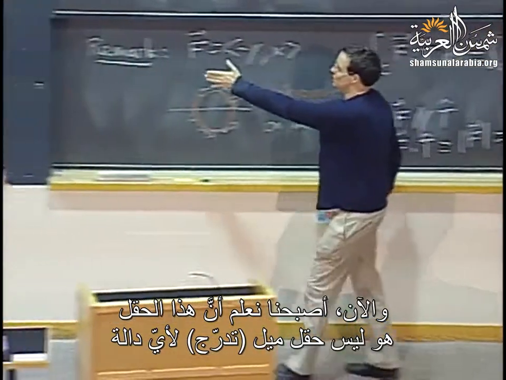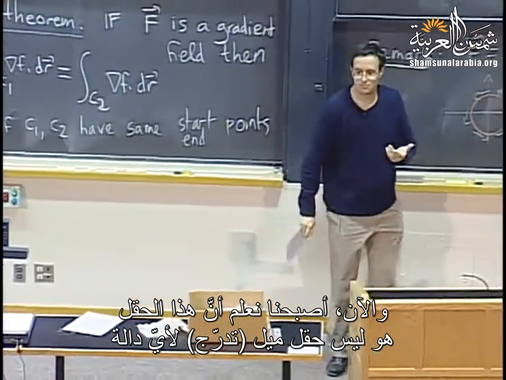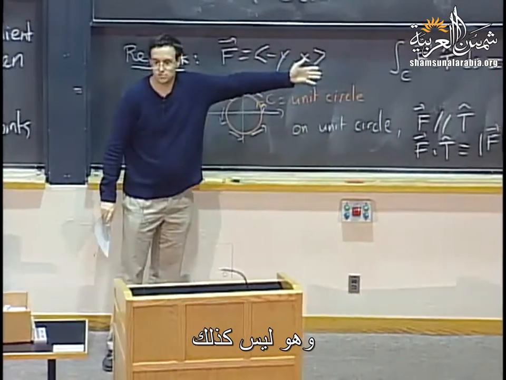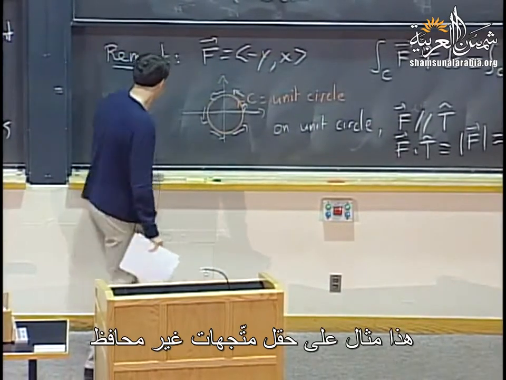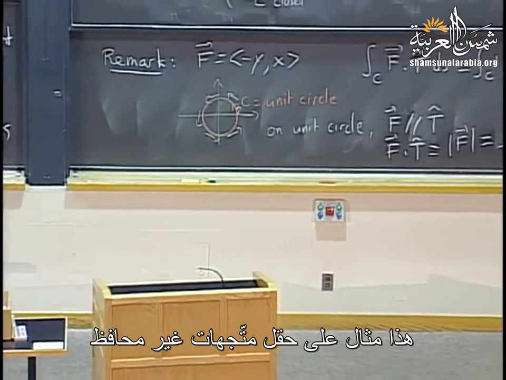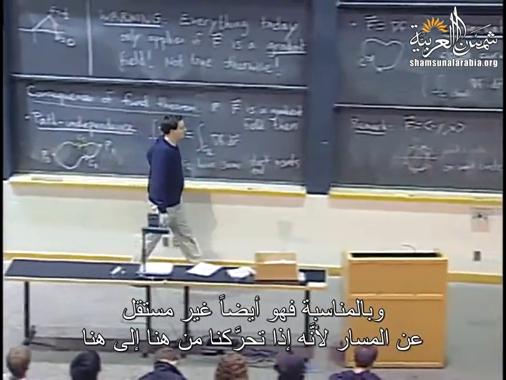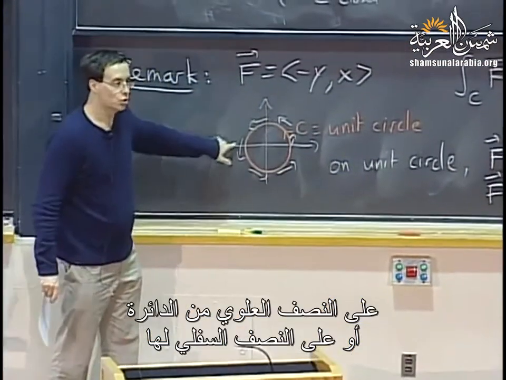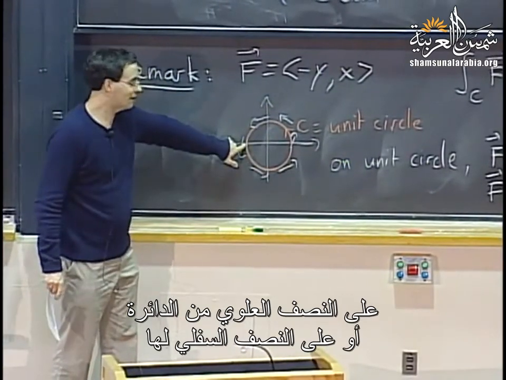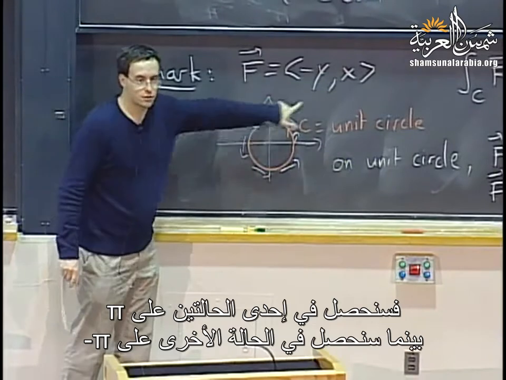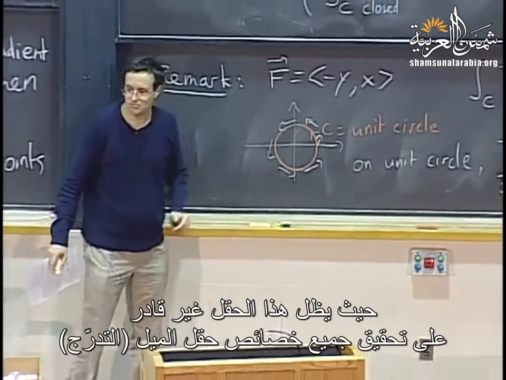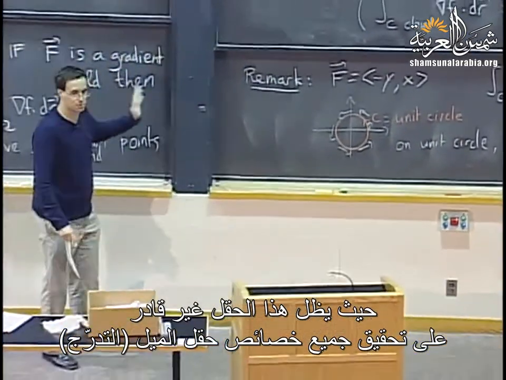And so now we know actually it's not the gradient of anything. Because if it were a gradient, then it would be conservative, and it's not. So it's an example of a vector field that is not conservative. It's not path independent either, by the way, because if I go from here to here along the upper half circle or along the lower half circle, in one case I will get pi, in the other case I will get negative pi. I don't get the same answer. And so on and so on. It just fails to have all of these properties.